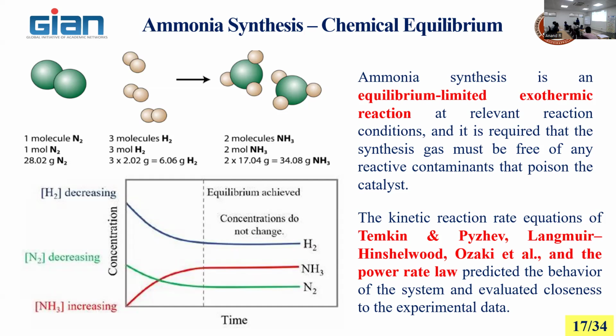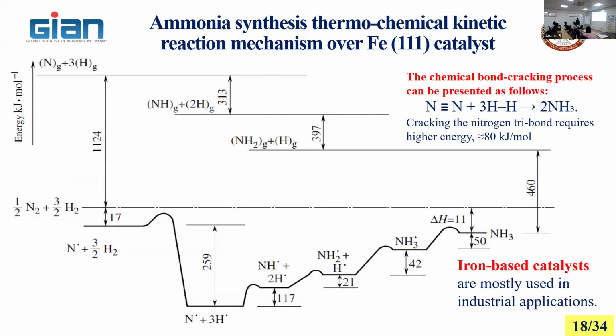So there are different reaction rates suggested by Temkin, Langmuir and Ozaki. Based on their kinetic equations, you can arrive at the reaction rate. Then, for the ammonia synthesis chemical reaction mechanism over the ferrous catalyst, they have mentioned the following.